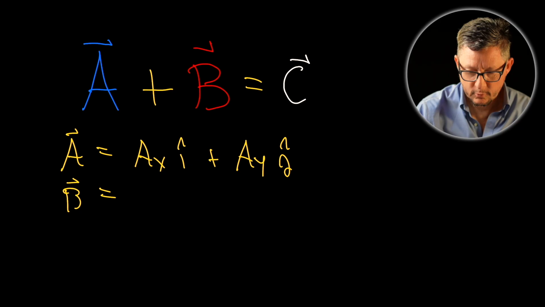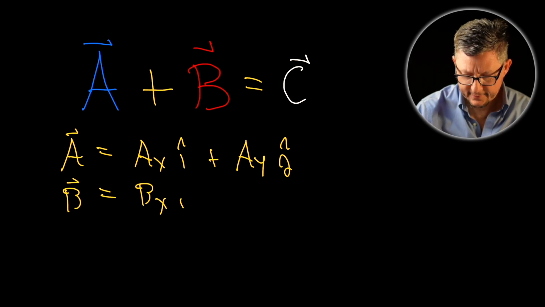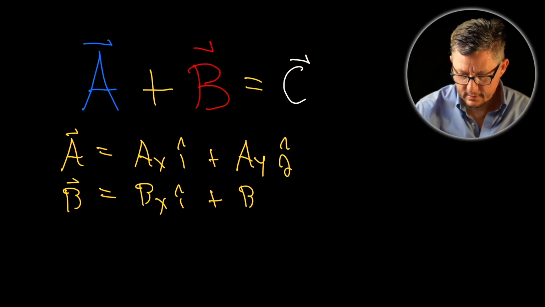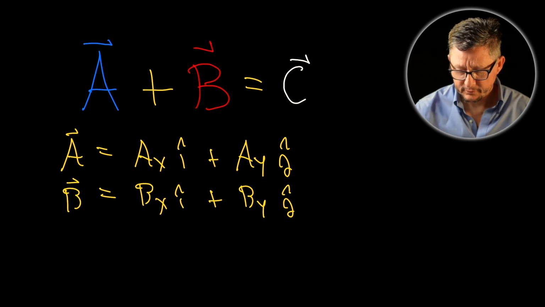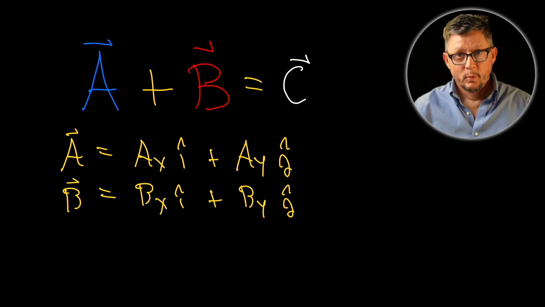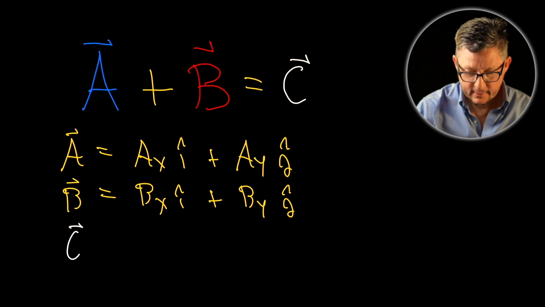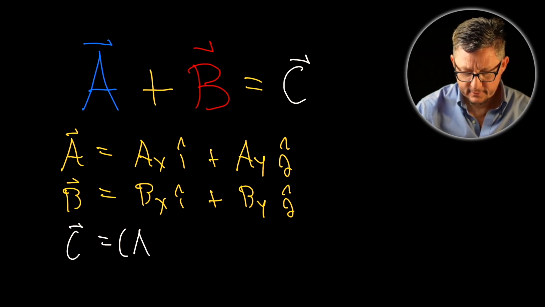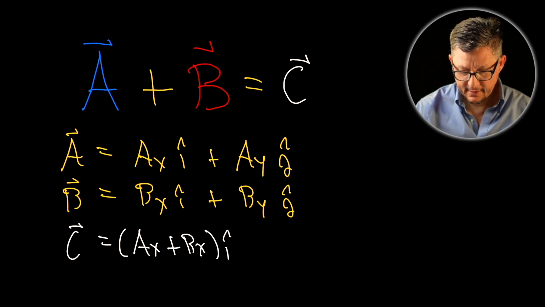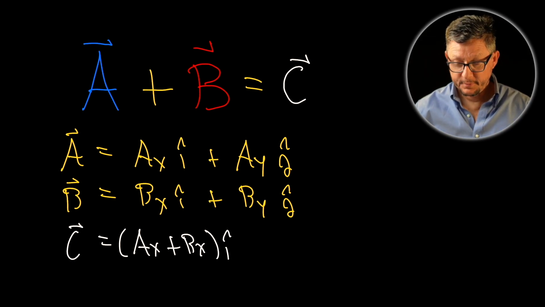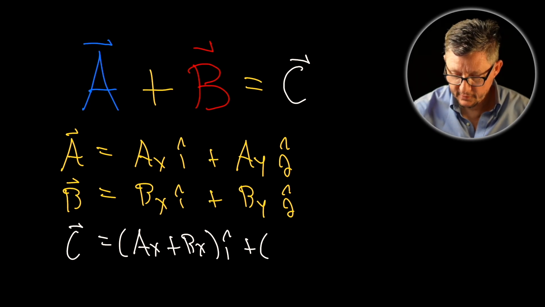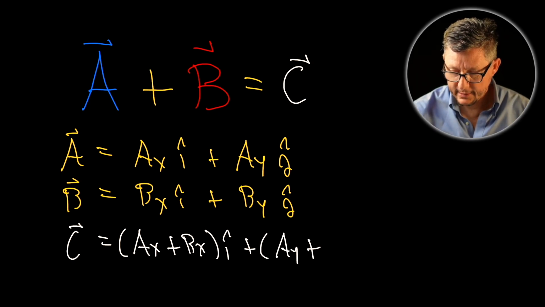Similarly for B, we have BX, I hat, plus BY, J hat. When we add them, we add components to components. AX plus BX, I hat. So CX is AX plus BX. CY is AY plus BY.